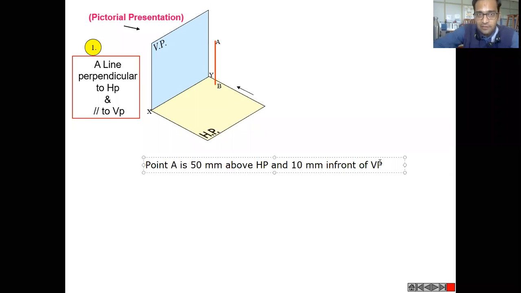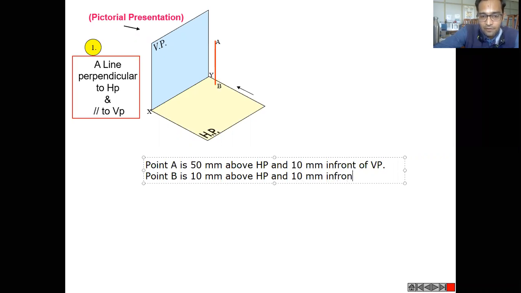Let us consider another position which says that point B is there. Point B is 10 mm above HP and 10 mm in front of VP. Okay, so this is the condition. Point A is 50 mm above HP. Let us observe those positions also.